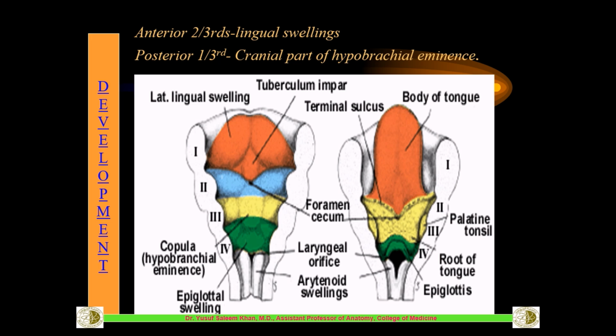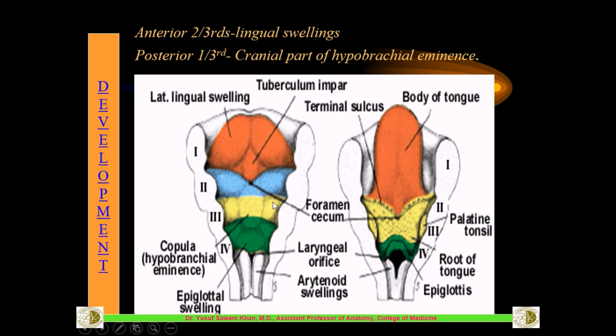Development: I will not talk to you in detail about the development, I will just show you, because it will be a totally separate class for you to study the development of the tongue. Here, the anterior two thirds of the tongue is developed from the lingual swellings. If you can see here, these are the lingual swellings which later form the anterior two thirds of the tongue. And the posterior one third is developed from the cranial part of the hypobranchial eminence.